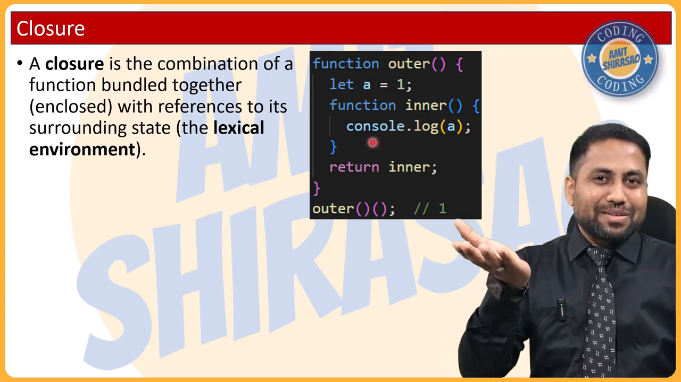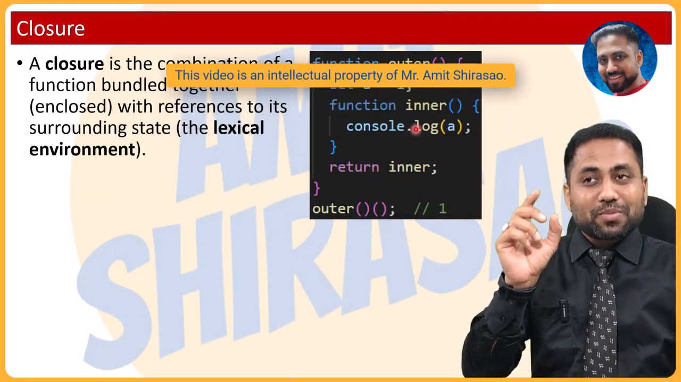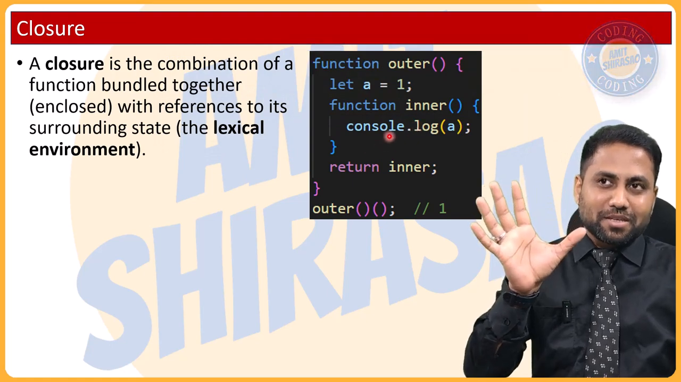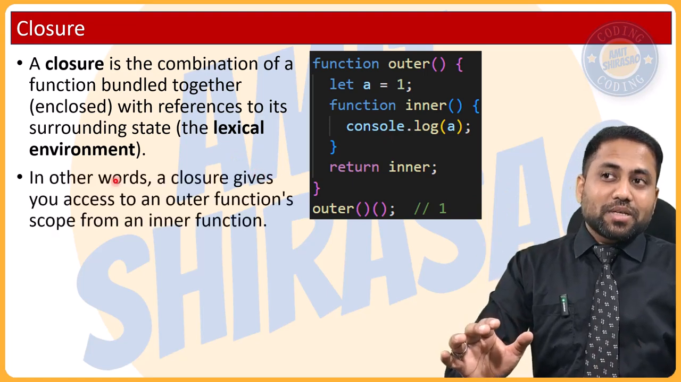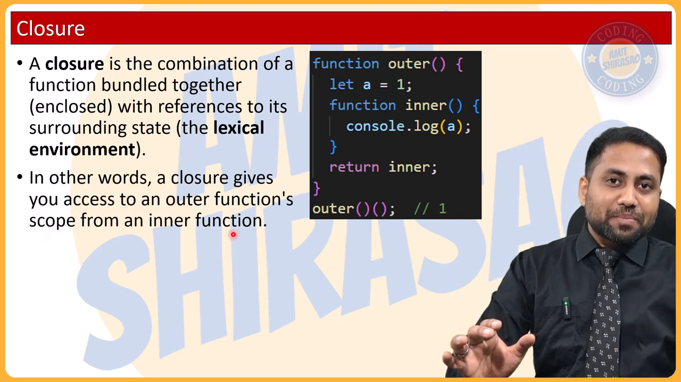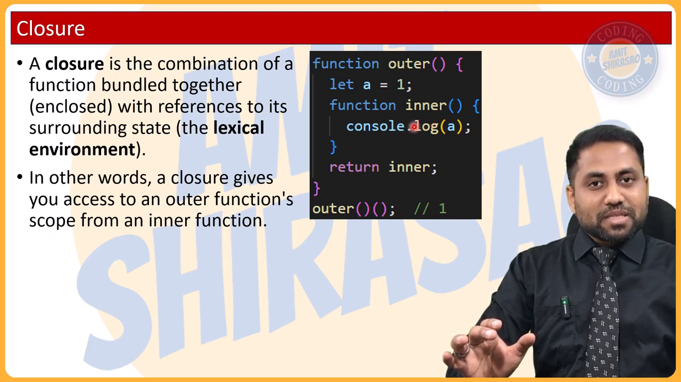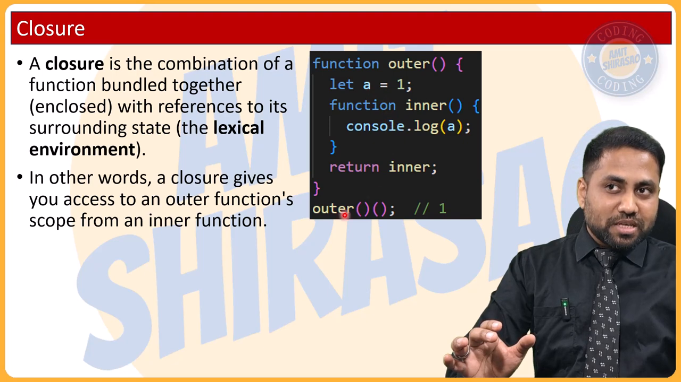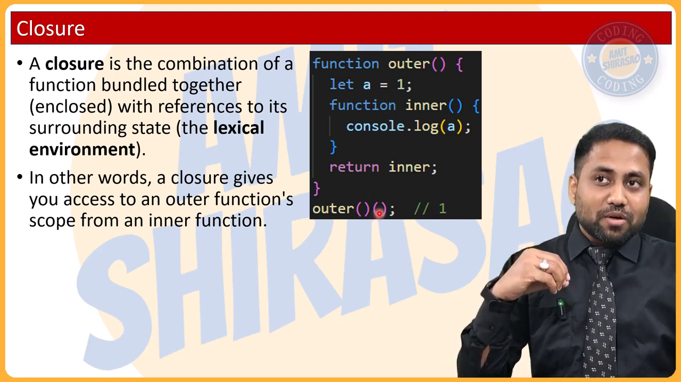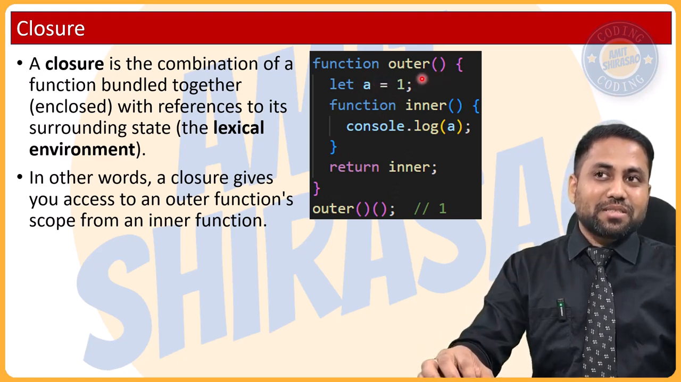You cannot see it over here in the code. I'm just saying whatever got written, this inner function along with its lexical scope, that is called closure. You cannot see it here. Okay, but this is how you define it in an interview. In other words, a closure gives you access to an outer function scope from an inner function, right? So what is the lexical environment of this inner? This lexical environment has this a as well, right? So here outside in the global scope also, now you have access to the inner variable, the variable a, which is defined in the first block scope.